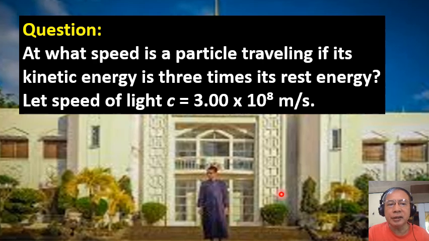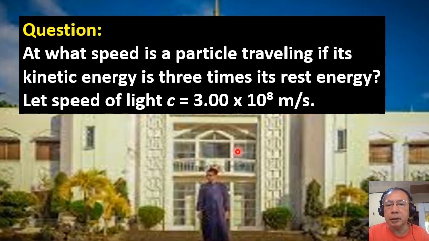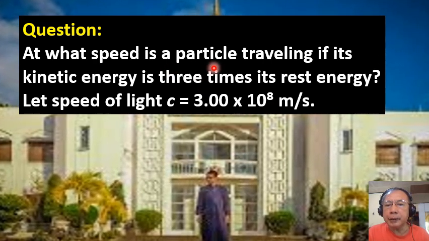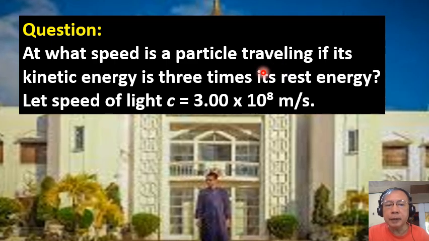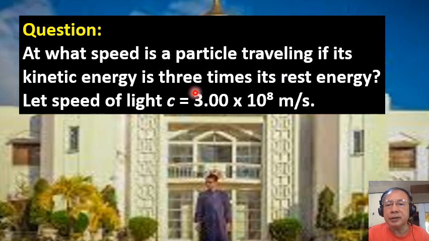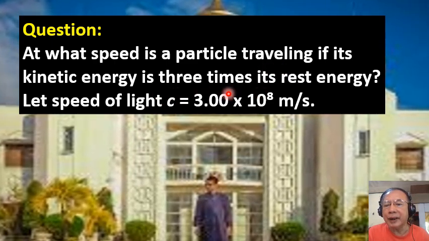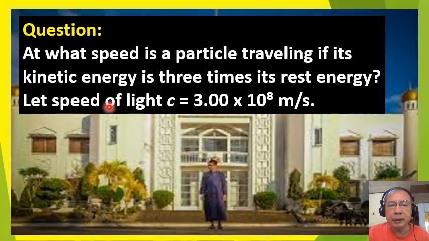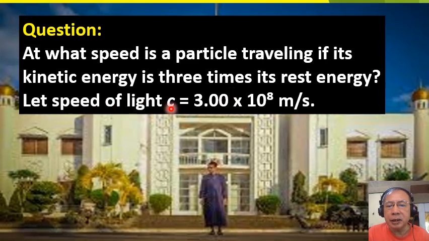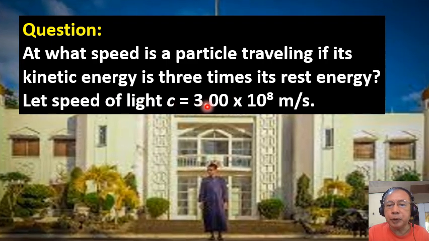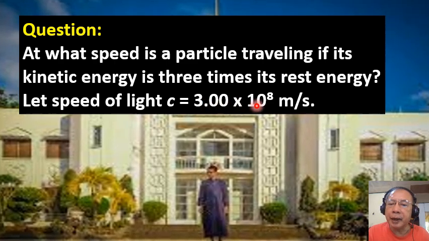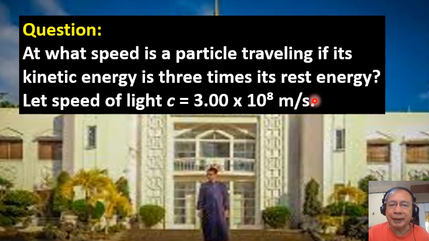The question is, at what speed is a particle traveling if its kinetic energy is 3 times its rest energy? Let the speed of light, c, be equal to 3.00 times 10 to the 8 meters per second.